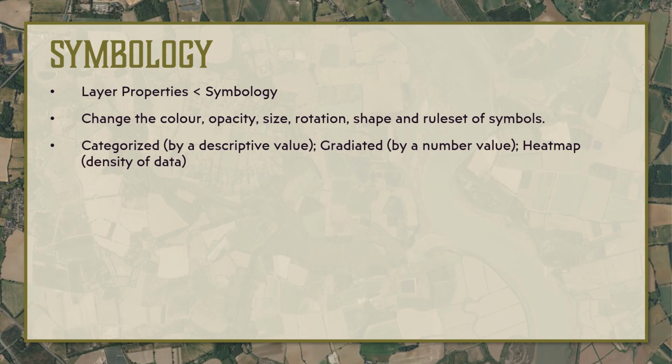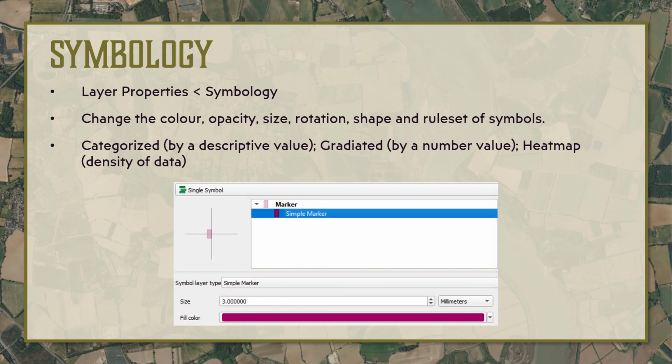And the heat map is quite useful if you've got lots of features, but you want to look at the density in different areas. But it's not useful for fine-grained work. It's better on a scale of, say, tens or hundreds of kilometers. And yeah, categorized is quite useful as well. So that's what it looks like.